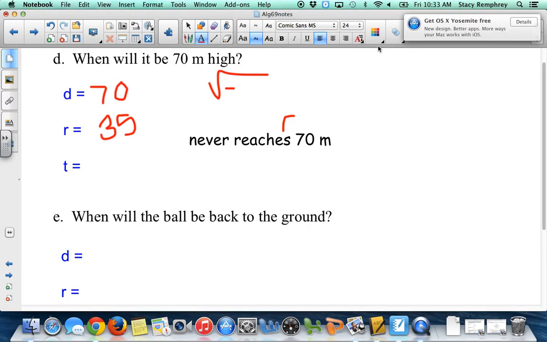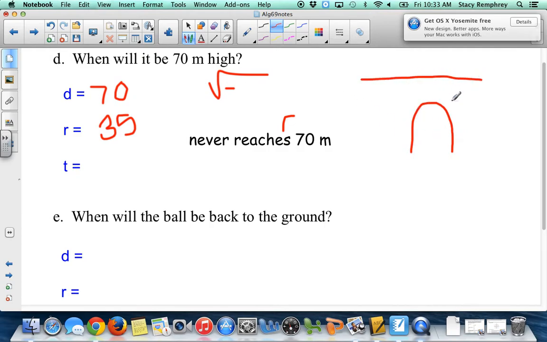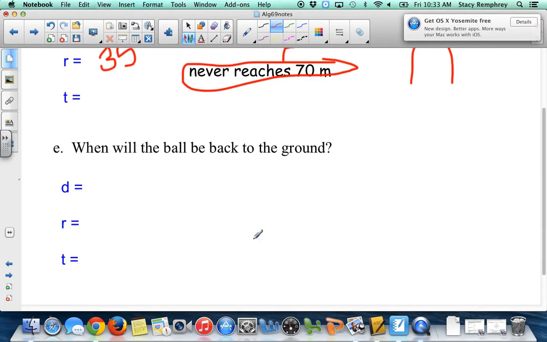And again, the picture for my visual people, your picture is going to be that this idea of the ball is traveling upwards, there is some height it's not going to reach. So when you solve all this, you plug in 70 for the distance, 35 for the rate, you make it equal 0, and you solve, you will see that the discriminant is negative, and what that means is your answer would be it's never going to reach 70 meters.